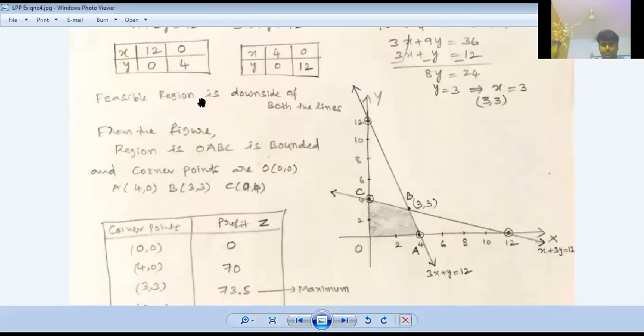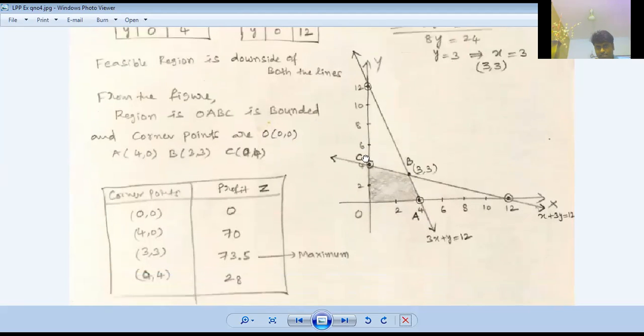So now the feasible region is downside, towards the origin, for both the lines. Correct or not? Because both are less than or equal to, it means towards the origin. So the feasible region will be bounded and closed. See the region from the figure. After drawing the graph, we should give the names O, A, B, C. So from the figure, the region is OABC, which is bounded and closed by the corner points: 0 comma 0, 4 comma 0, 3 comma 3, and 0 comma 4.